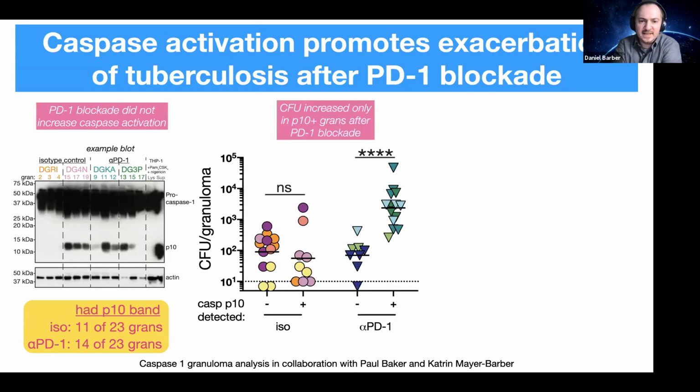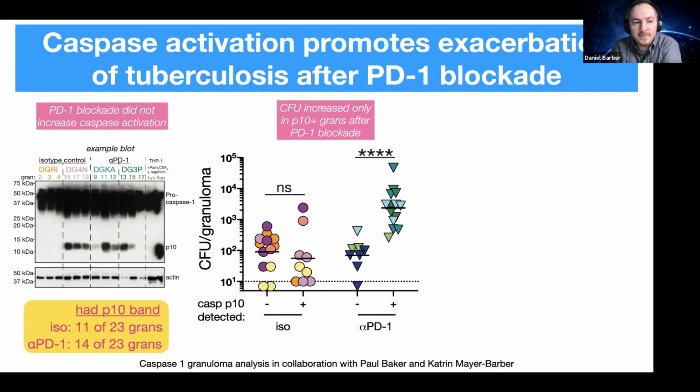But we did go on to look to see how this correlated with bacterial loads. And so we separated the granulomas to those that had the detectable P10 band and those that didn't. So in other words, what was the CFU like in granulomas that had an activated inflammasome versus those that didn't? And for the control treated monkeys, there was really no difference. But strikingly, in the anti-PD-1 treated macaques, there was a very clear separation in that we only saw increases in bacterial loads in granulomas that had a detectable P10 band.